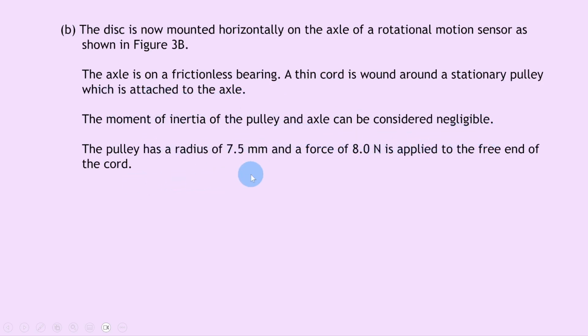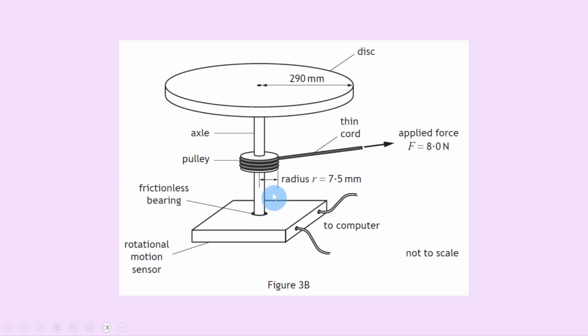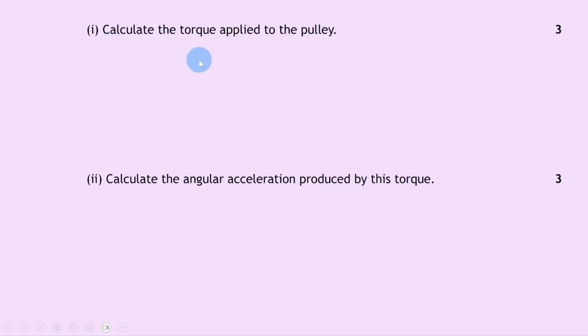The pulley has a radius of 7.5mm and a force of 8.0 newtons is applied to the free end of the cord. So there's our frictionless bearing, there's our pulley and the thin cord which has an applied force of 8.0 newtons. And we're given the radius of the pulley as well. And the rotational motion sensor is connected to a computer to gather the results. B part 1 says to calculate the torque applied to the pulley, and there's 3 marks available.